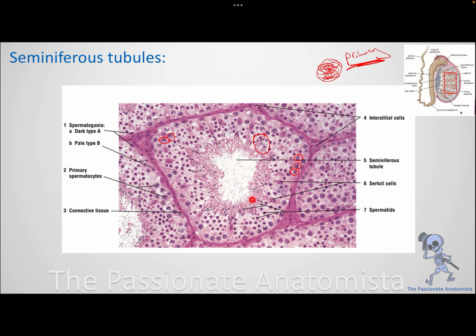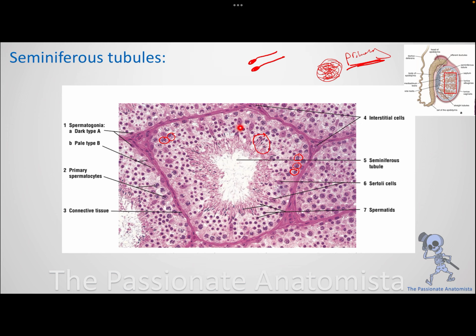Now, once you have these, this is actually the look of the sperms, the spermatozoa. If you look at this, this is spermatozoa, or sometimes we call it late spermatids, but that's fine. You can say spermatozoa or sperms.